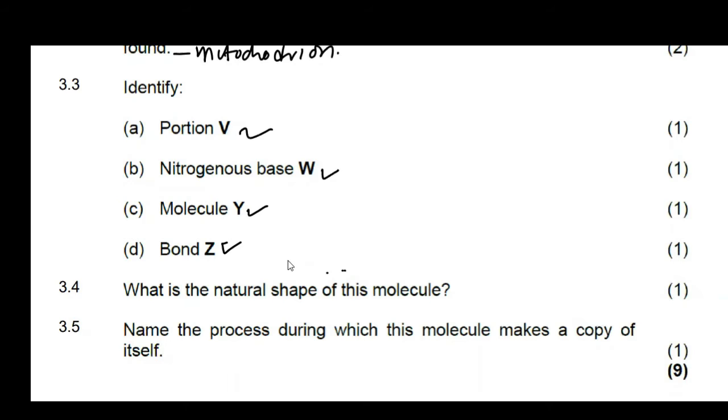What is the natural shape? When they say natural shape, many students say helical, double helical. No, the only answer we accept in exam is double helix. Nothing else. You write something different from that, we won't give you a tick.